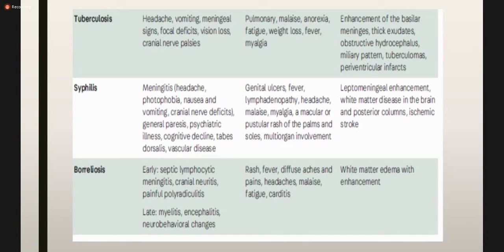So these can be found in patients who have tuberculosis, and they present with these symptoms and come with MRI or CT scan with these findings. Again, syphilis and borreliosis can also cause chronic meningitis.